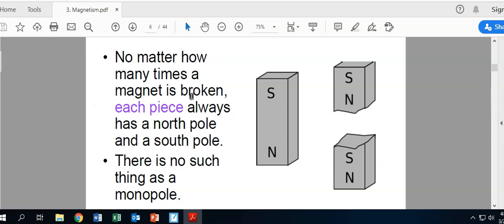And when you bring a plus and minus near each other, you get an electric dipole. But in the case of magnets, you never have a magnetic monopole. It doesn't exist in nature.